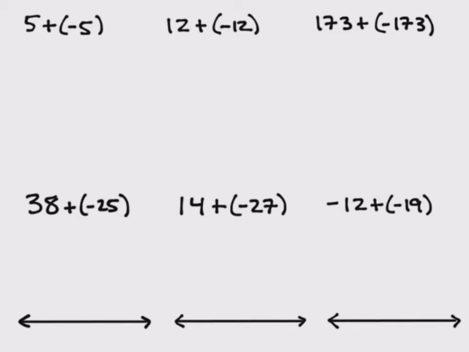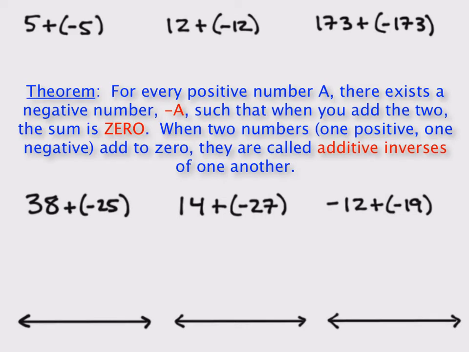And I'd actually like to start with a theorem that highlights the way that I like to think about negative numbers. For every positive number, we'll call it A, there exists a negative number, negative A, such that when you add the 2, the sum is 0. And when there are 2 numbers, one of which is positive and one of which is negative, that add to 0, those 2 numbers are called additive inverses of one another.